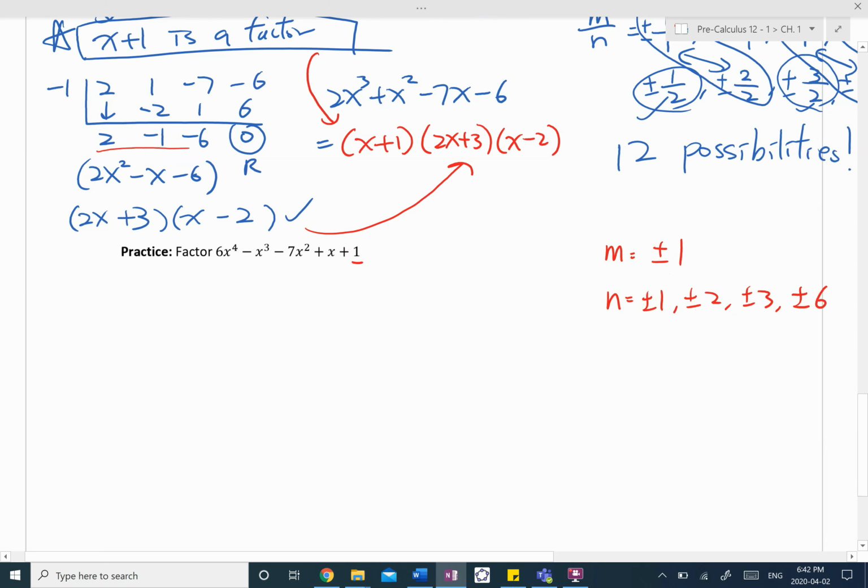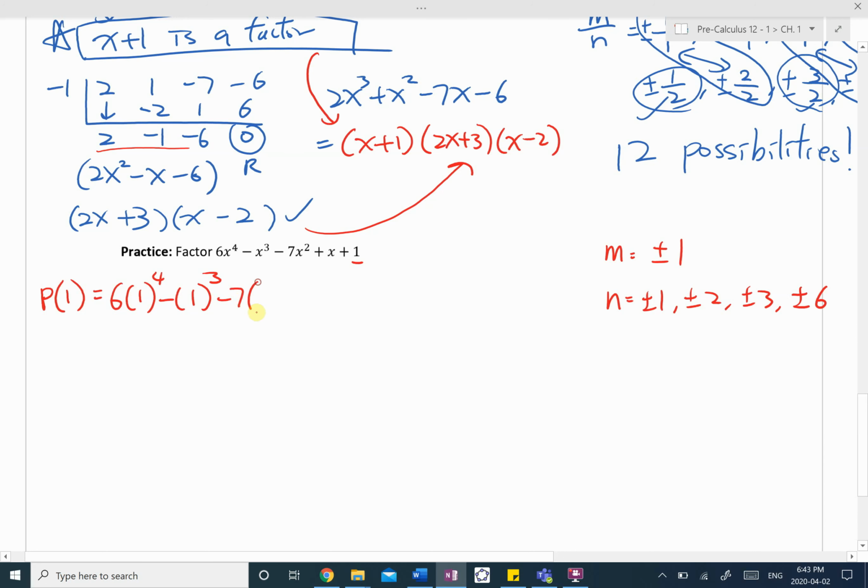So in total, how many is this? 8 possibilities. 1 over 1, -1 over 1, etc. And then 1 over 2, 1 over 3, 1 over 6. Now like I said earlier, I wouldn't use 1 over 2 to try first, because it's not as nice as integers. So what I'm going to do is try p of 1. That is my all-time favorite number to try because it's nice and simple.